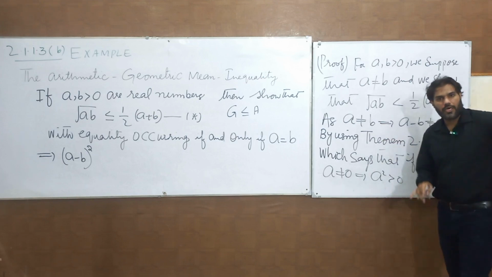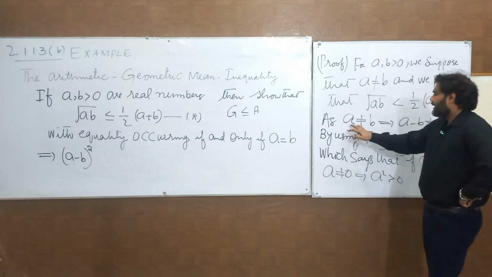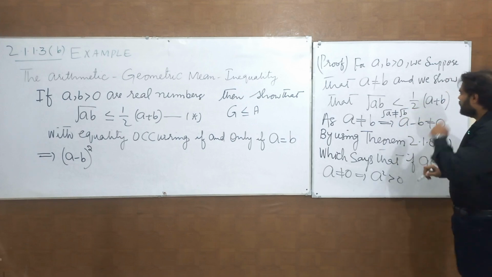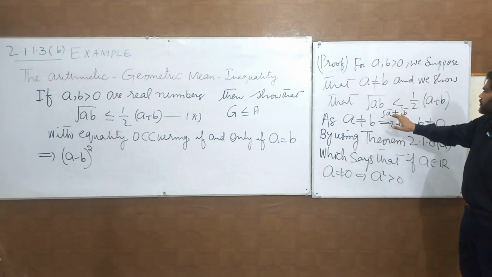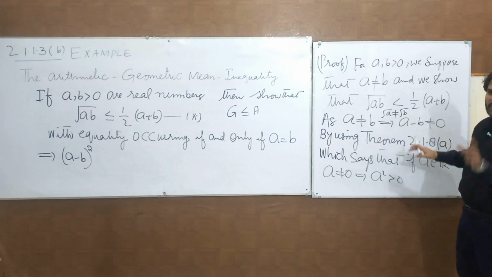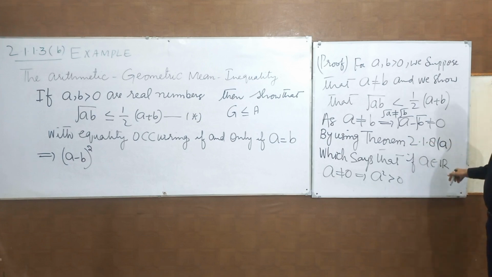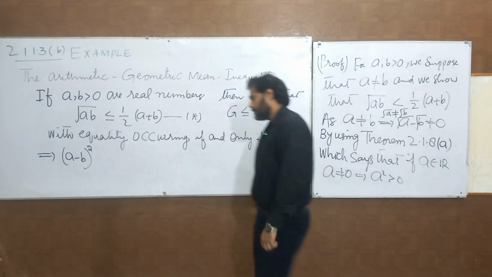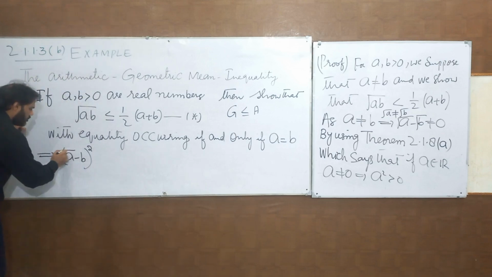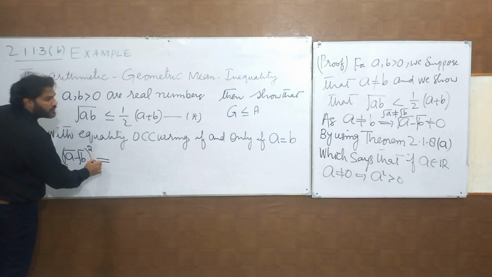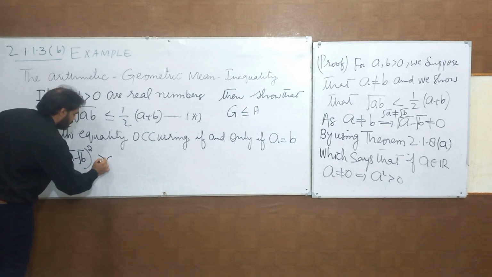From here, I should involve the square root sign. As a is not equal to b, this implies square root a is not equal to square root b. And also, as a and b both are positive, square root a and square root b are also positive. This implies the difference square root a minus square root b is non-zero. By using the theorem 2.1.8a, now I can write that (square root a minus square root b) squared is greater than 0.